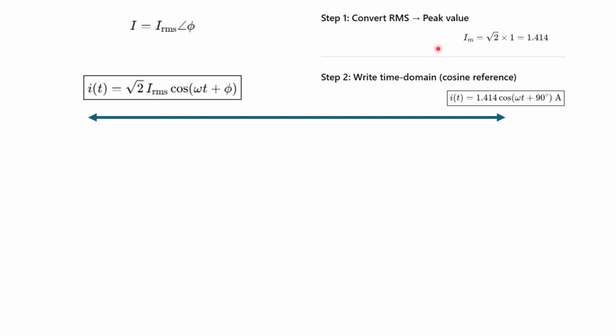As an example, Im, that is the maximum current, you can find. In our case, square root of 2 into 1, actually it should be Vm, because the voltage is given as 1 and the angle is given as 90 degrees. So the voltage is 1.414, that is the peak voltage, right? Not the RMS. RMS is given and peak we have to find. Similarly, the angle is also given as 90. So your voltage can be written as square root of 2 cos(omega t plus 90). Here I have written it as a current, but in the question voltage is given, right?